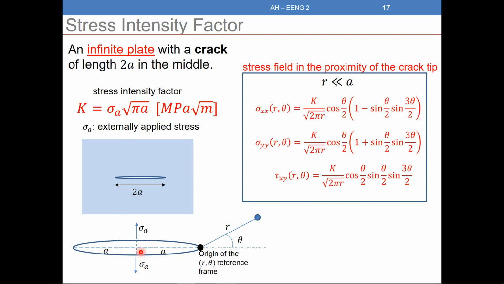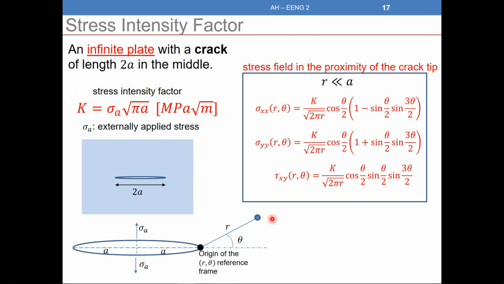Is the half, because 2a is the length of the crack. So a is the half of the length of the crack. So it's defined like this, while sigma a is the applied stress, externally applied stress. We need to pay attention that the stress intensity factor has a unit, megapascal square root of meter, or Pascal square root of millimeter. So it's a pressure or stress times square root of length. So always Pascal or megapascal square root of meter. So that's how we define the stress intensity factor.